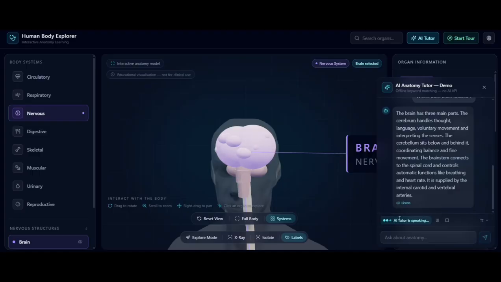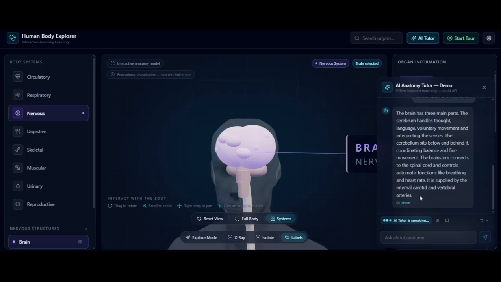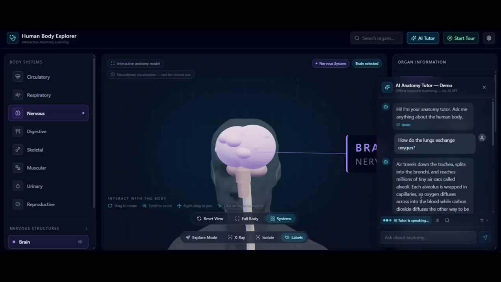The brain has three main parts. The cerebrum handles thought, language, voluntary movement and interpreting the senses. The cerebellum sits below and behind it, coordinating balance and fine movement. The brainstem connects to the spinal cord and controls automatic functions like breathing and heart rate. It is supplied by the internal carotid and vertebral arteries.